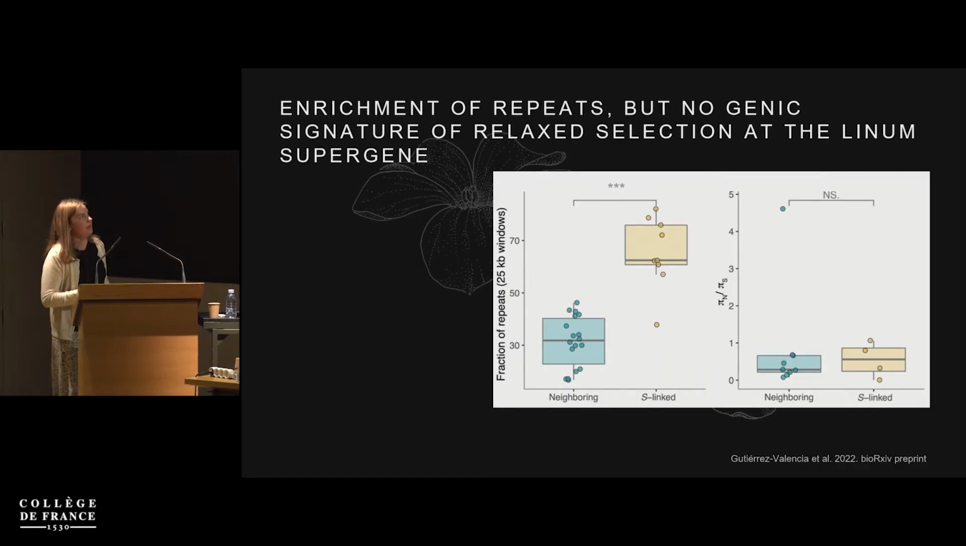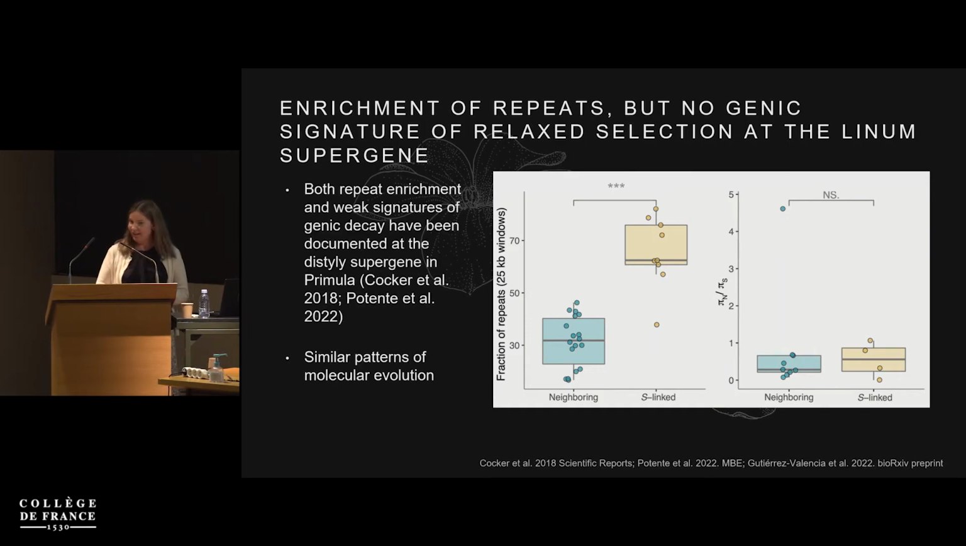And so what we find when we investigate patterns of molecular evolution at the Linum tenue Distyly supergene is that we don't find any significant elevation of non-synonymous to synonymous polymorphism in the S-linked region compared to neighboring regions. We're going to look into divergence data, but we don't quite have that yet. But what we do find is an elevated fraction of repeats in the S-linked region compared to neighboring regions and also compared to chromosome 10 as a whole.